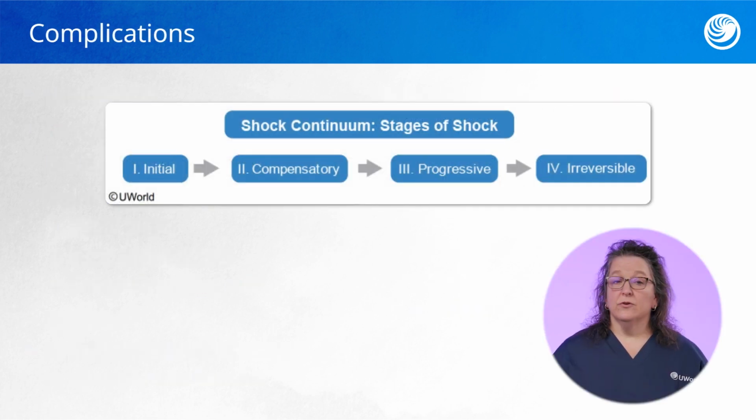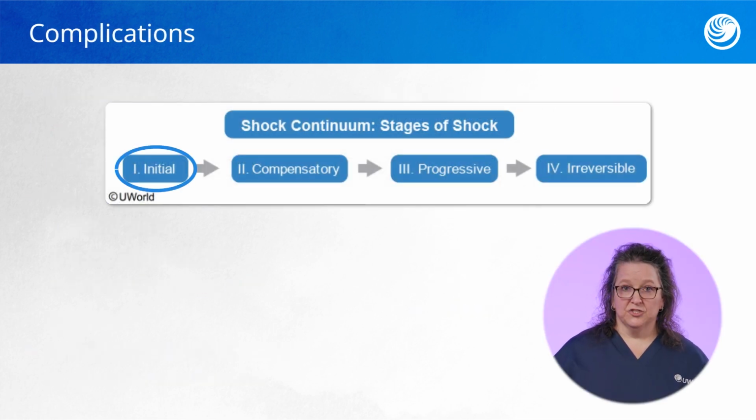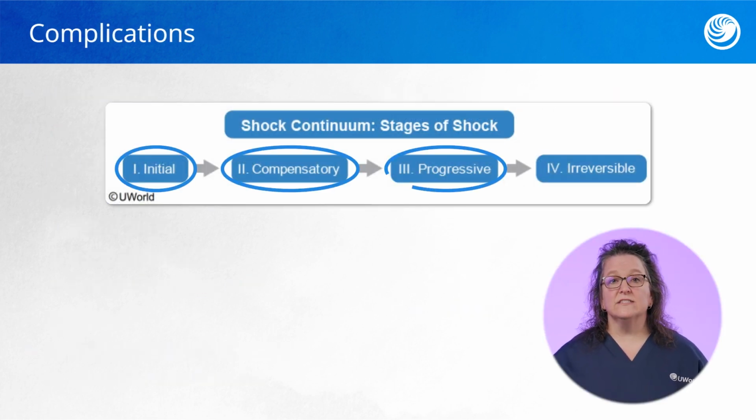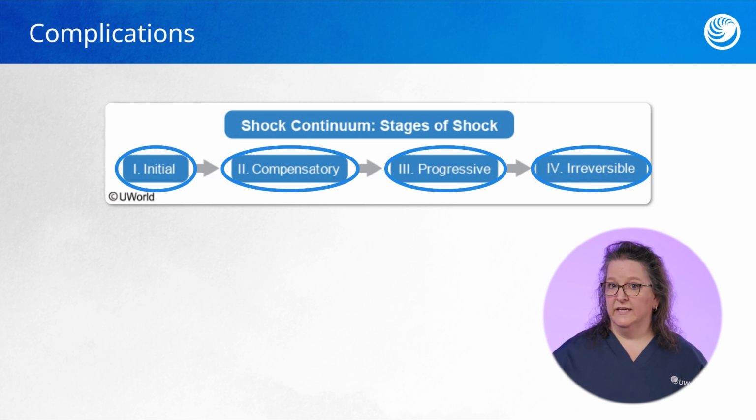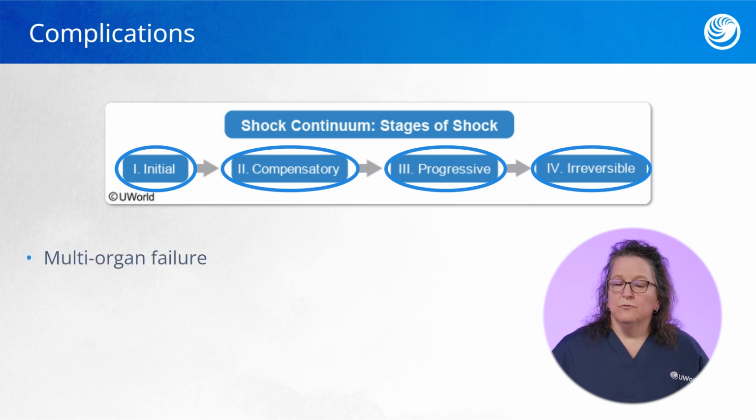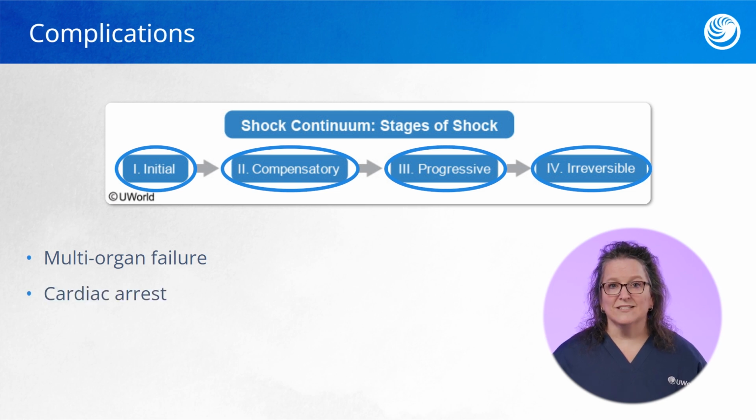Now let's remember those stages of shock: initial, compensatory, progressive, and irreversible. If we don't intervene quickly enough, the client progresses through those and complications happen. Complications like multi-organ failure from lack of perfusion, arrhythmias, cardiac arrest, and death. We need to stop the progression of shock. If we suspect our client is showing signs of shock, we need to act.